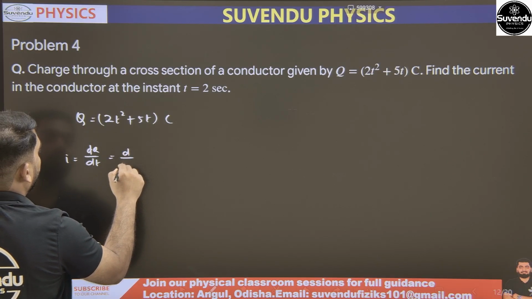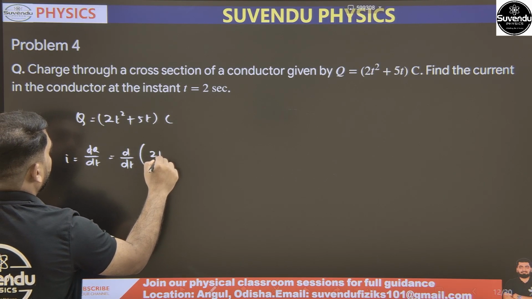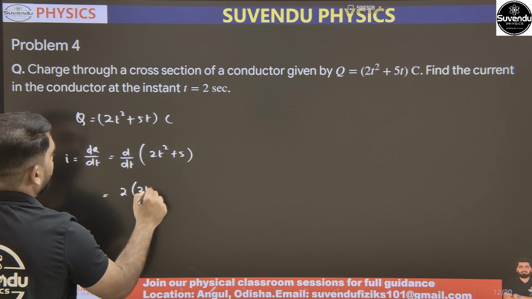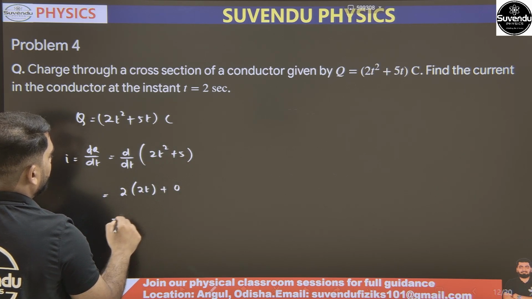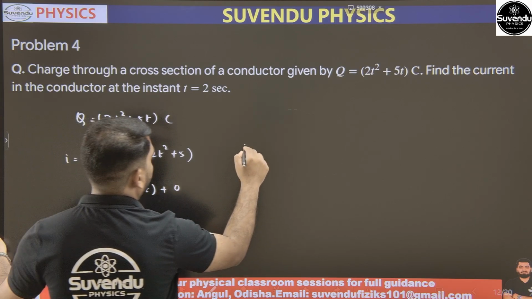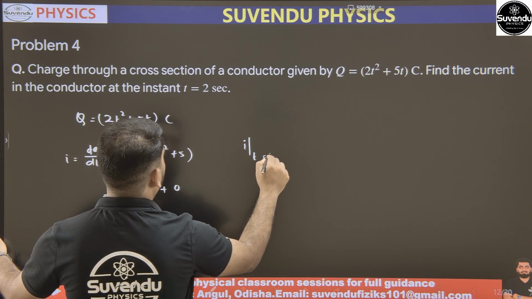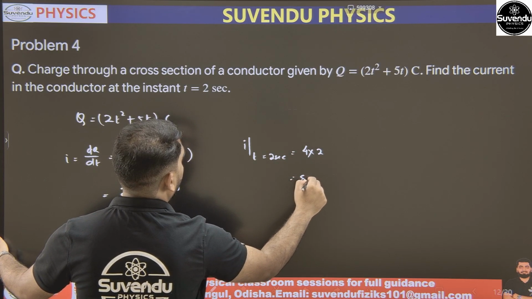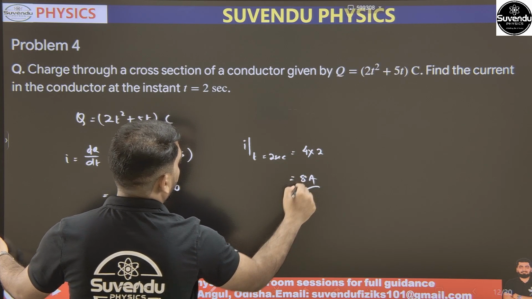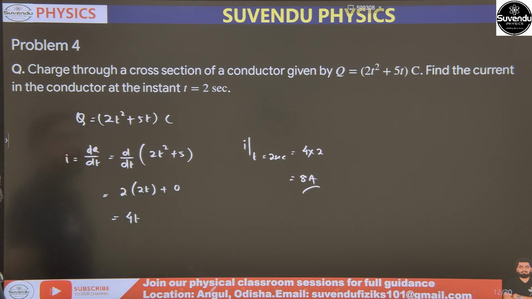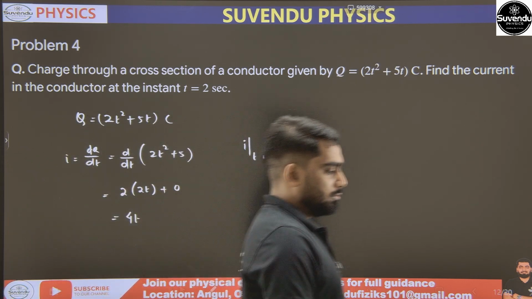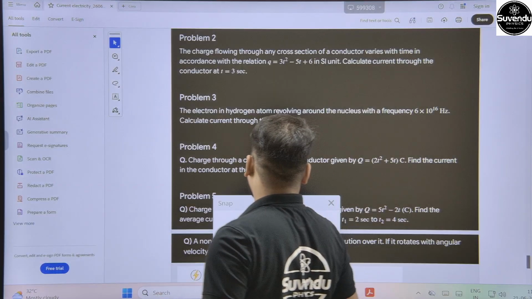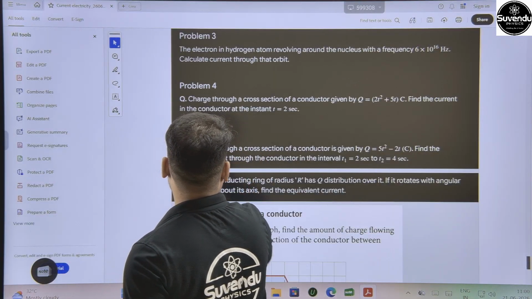So d by dt of 2t square plus 5t: the derivative of t square gives 2t, and the derivative of the constant is 0, so 4t. Current at t equal to 2 seconds is 4 into 2, that is 8 ampere. All are in SI unit. 8 ampere is the current at the instant t equal to 2 seconds. That's the question, and this is the answer. This question was actually easy. We have already solved a similar question.